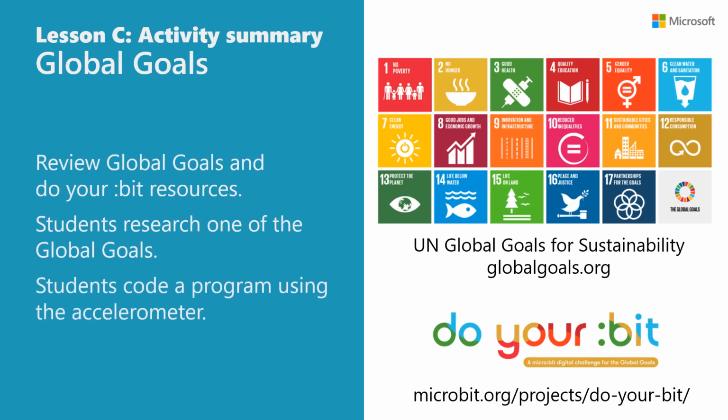For lesson C, we introduce the UN Global Goals for Sustainability, which are 17 global goals, everything from clean water to improving access to resources. Students should research one of those global goals. There's also a microbit site called Do Your Bit, which has lots of examples and activities that are directly related to the UN Global Goals for Sustainability. And ultimately, students will code a program that uses the accelerometer and at least one other feature of the microbit that they've already learned about in order to cover one of these global goals.